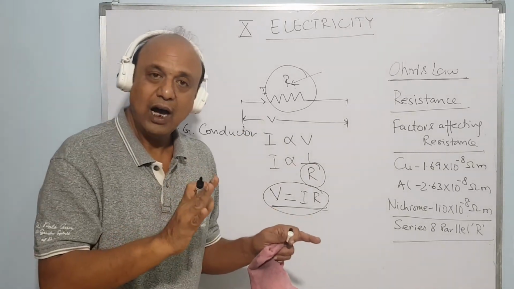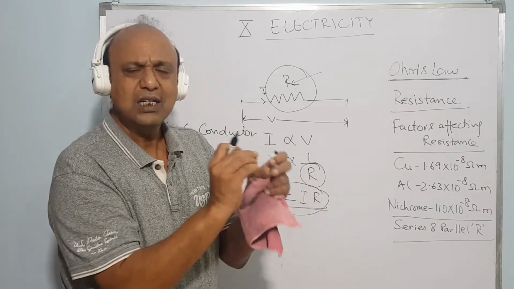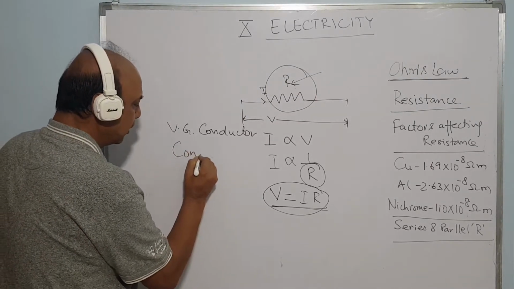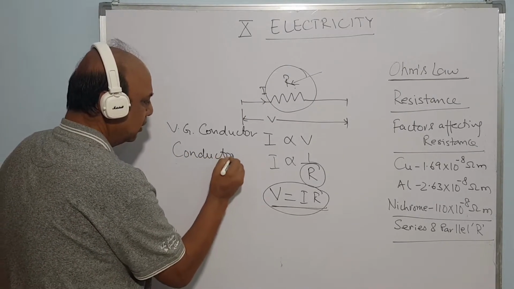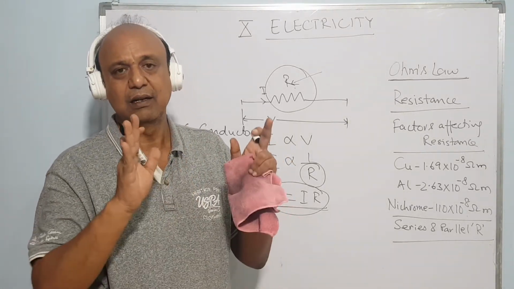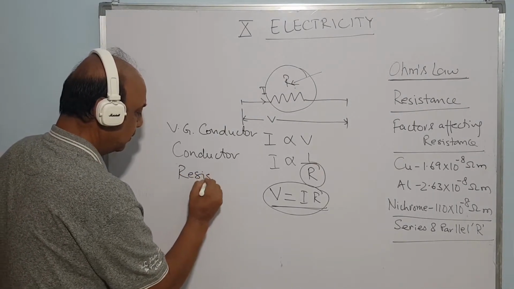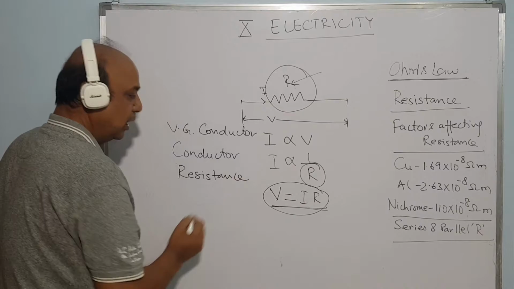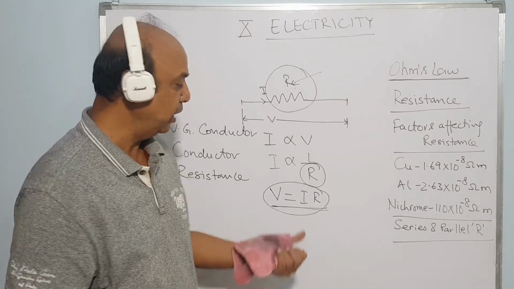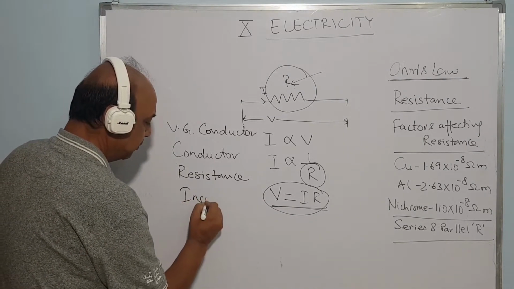If R is not close to 0, is having some very small value, then it is a conductor or a good conductor. If R is sufficiently high, it is a resistance. If R is enormously high, say almost infinity, then current becomes almost 0, it is an insulator.